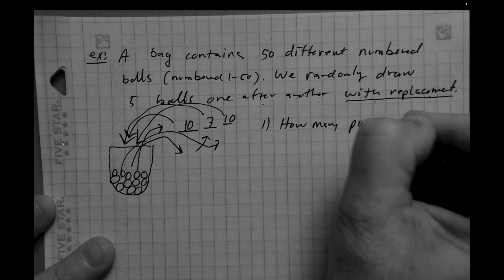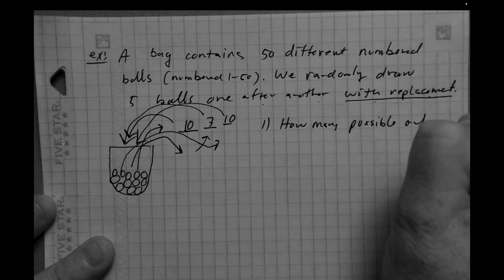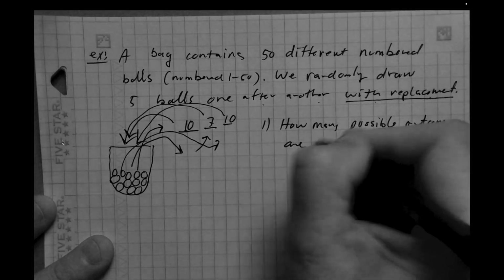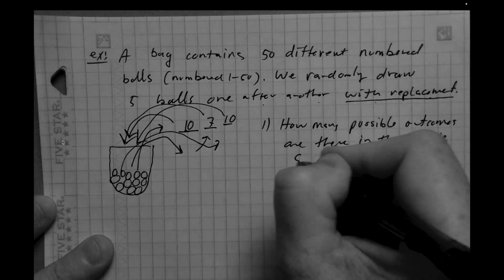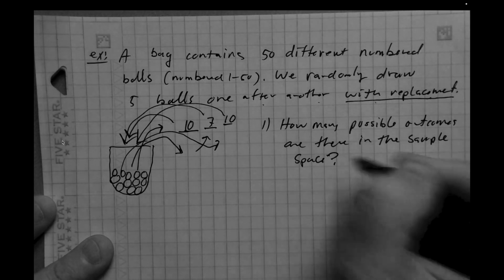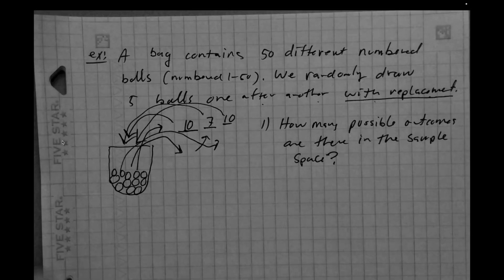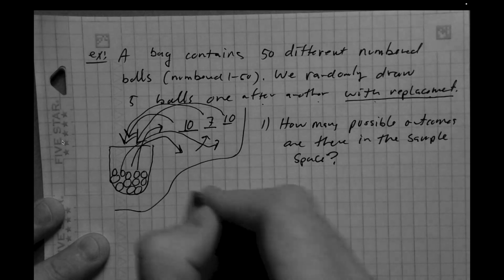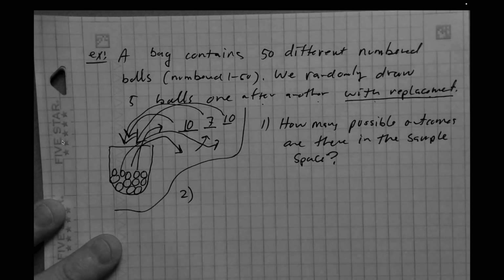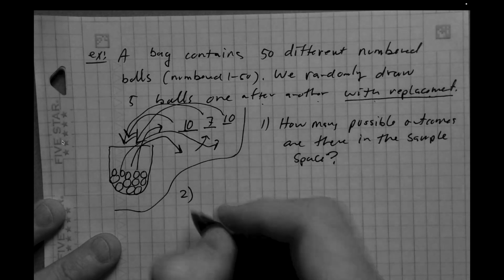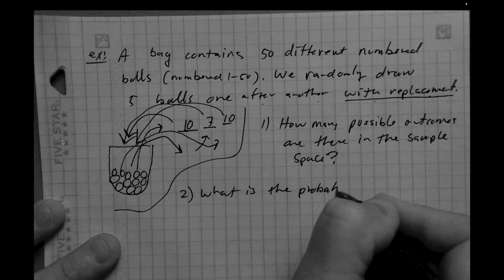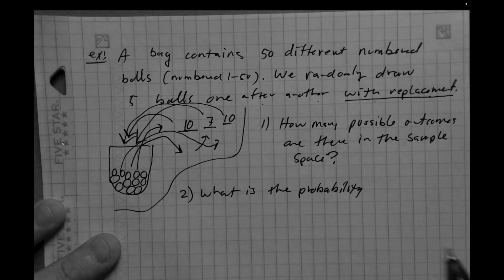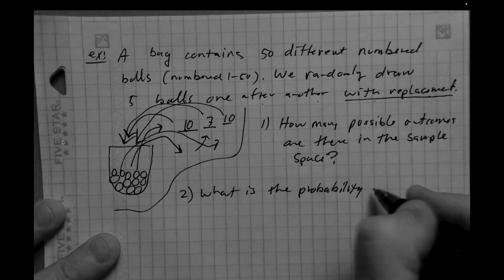How many possible outcomes are there in the sample space? And then the second question is, what is the probability that all 5 balls drawn have different numbers?